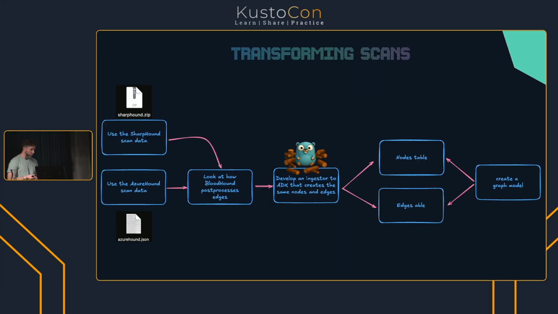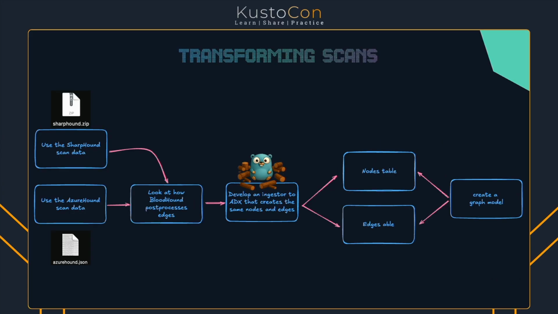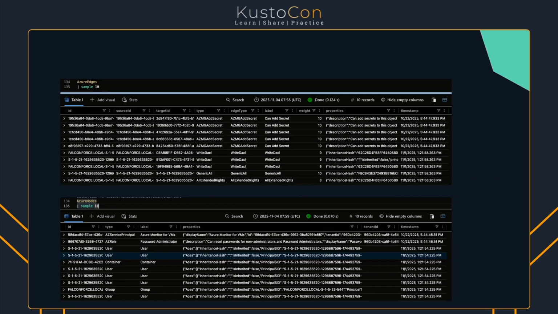So then the idea was sort of here where I took these 2 zip files, or at least SharpHound creates a zip file, AzureHound creates a JSON file. In the zip are also JSON files. I basically analyzed all of the post-processing stuff. Then I created an ingester in Go that takes these JSON files and converts them into a way where ADX is also happy with it. So I'm basically creating 2 tables, one with all my nodes, one table with all my edges, and then I defined a graph model that explains to Kusto what it's looking at, so what my graph looks like. So these tables just look like any other table, right?